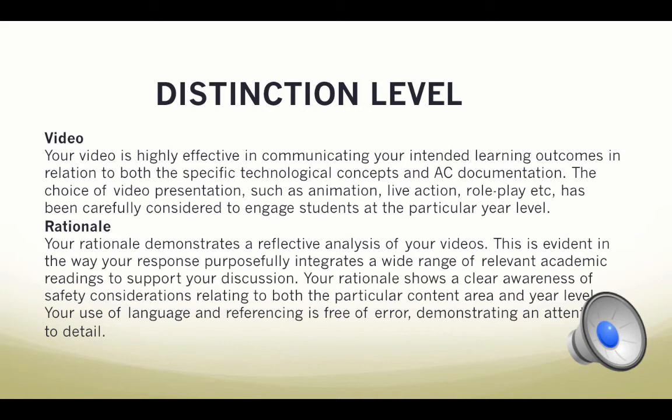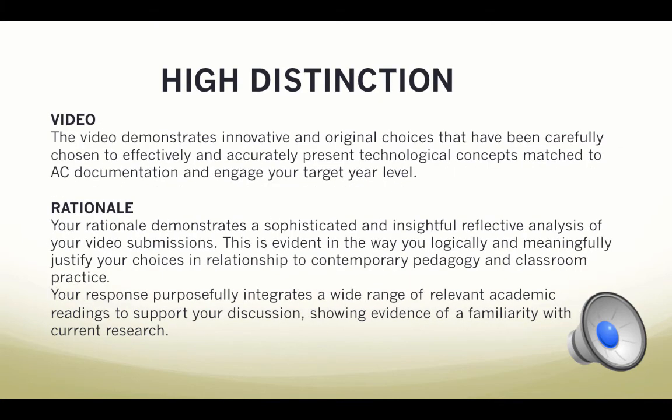Going forward to the distinction level, again, you must have achieved everything in the pass and the credit to then be able to receive a distinction level. You need to be able to satisfactorily show us that you can achieve all of these in the distinction category. A high distinction is, again, you must satisfactorily demonstrate all of the features on this slide.